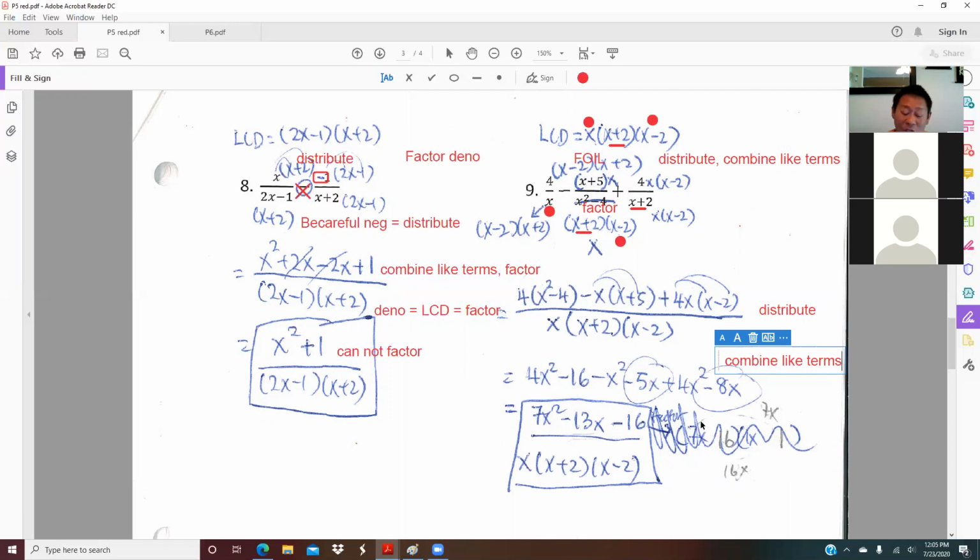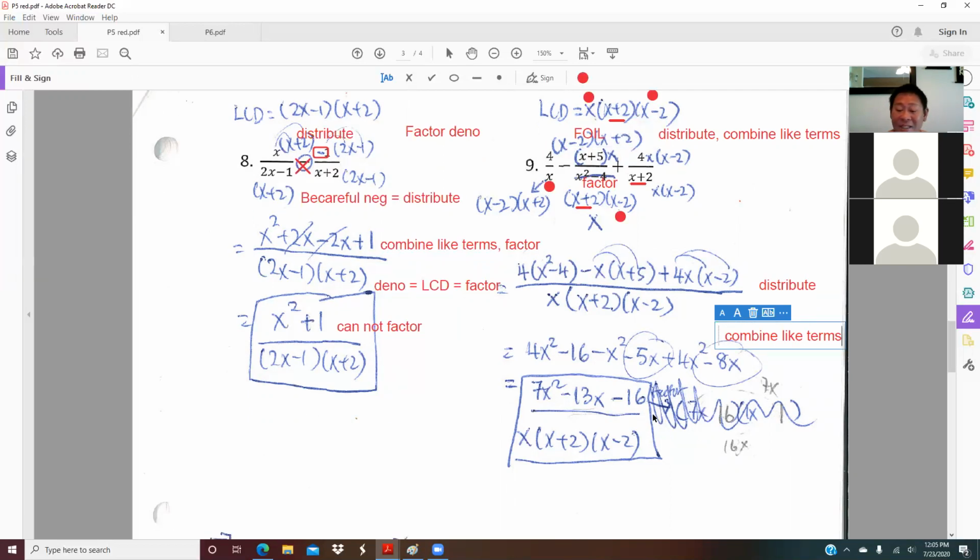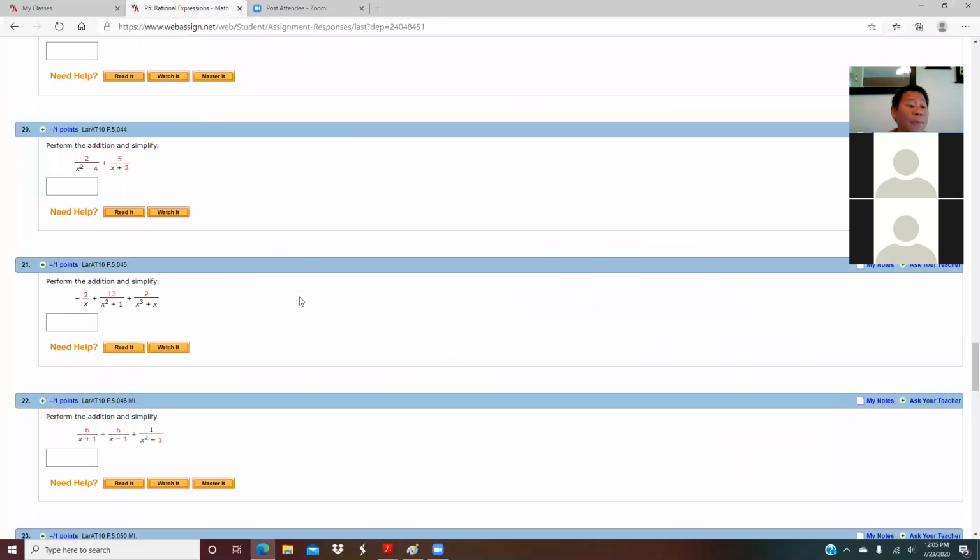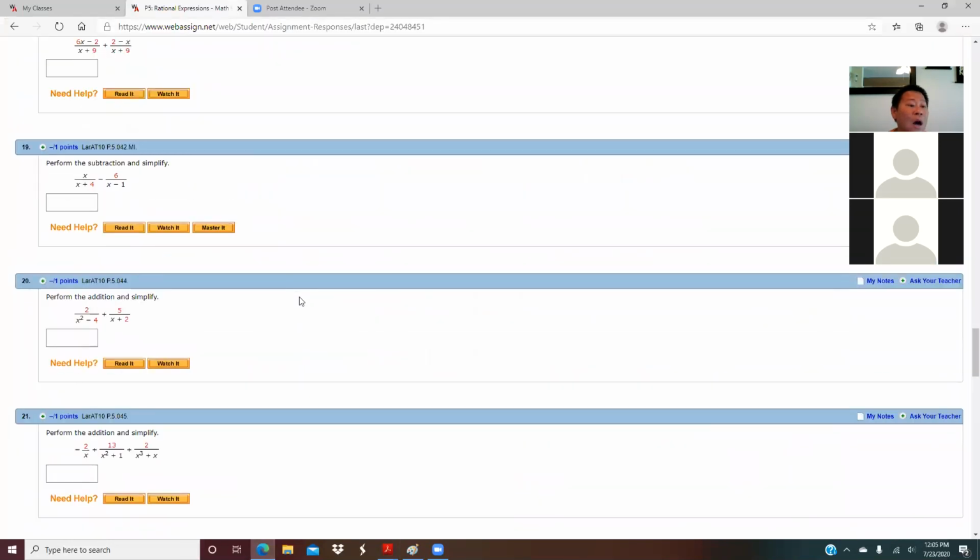And we try to factor this. What I can tell you is this cannot be factored. So once this cannot be factored, then this is your answer in this case. Okay. Yes, this is a very difficult question. So we'll look at some examples in your homework that look something like this.